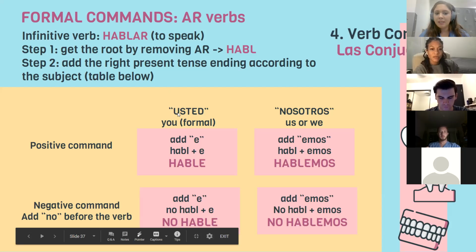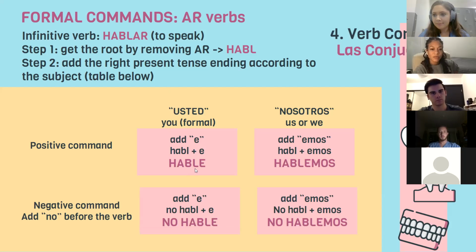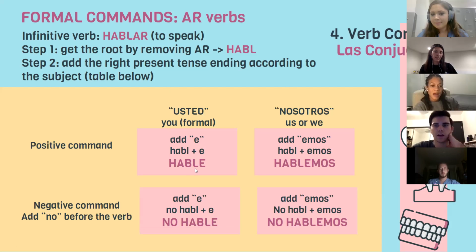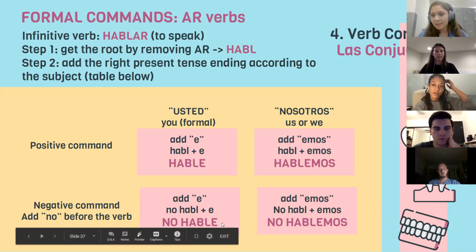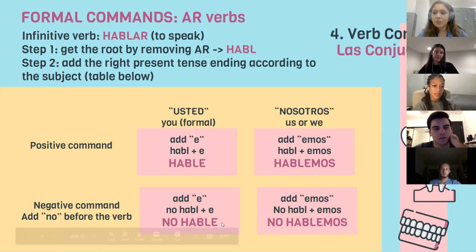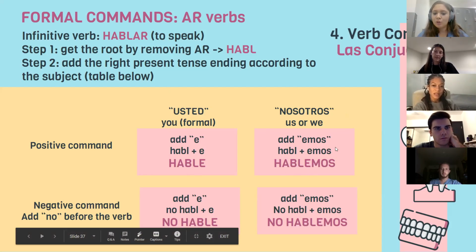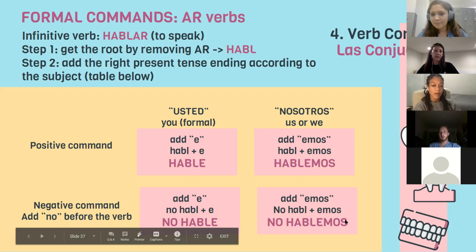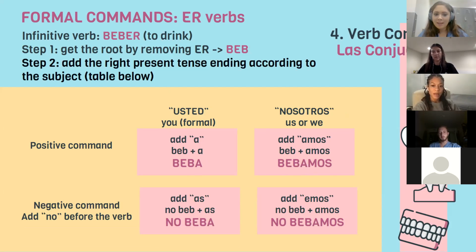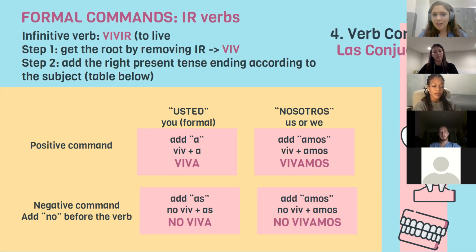So repeat after me: usted hable. Usted hable. Nosotros hablemos. Nosotros hablemos. Usted no hable. And this is to do the negative, exactly. And nosotros no hablemos. Perfect. Same with beber and same with vivir.